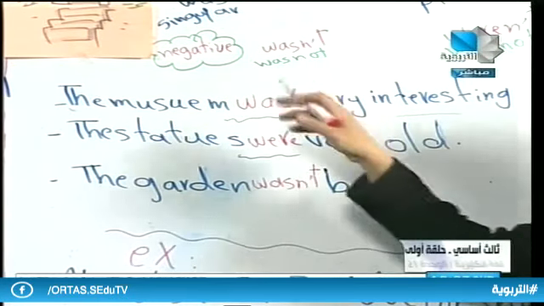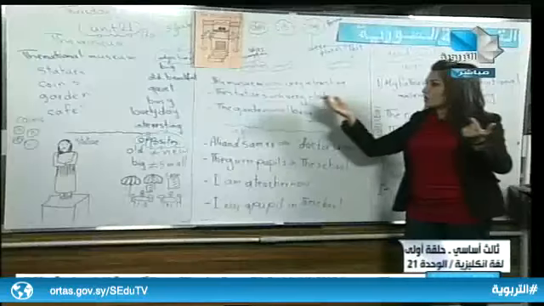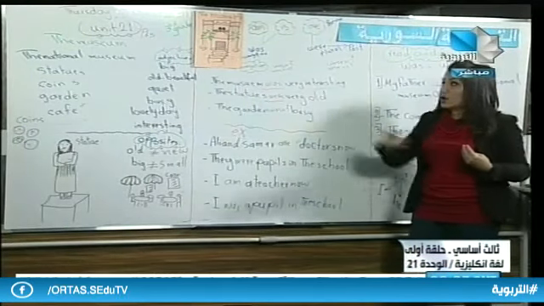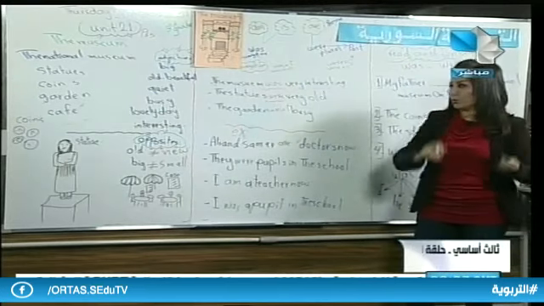Was and were, we use was and were in the past. We can use was and were now. I am a teacher now, but I was a student or a pupil like you.